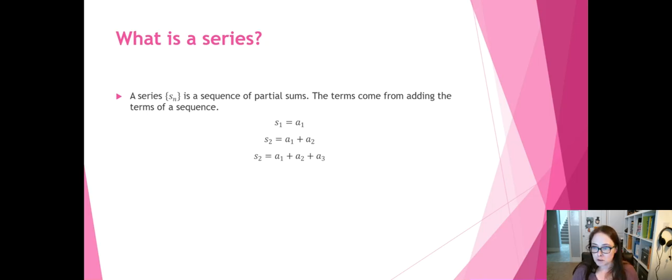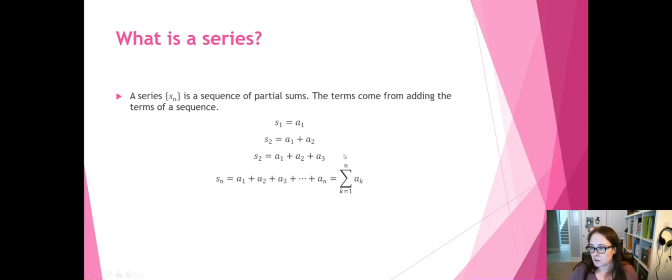For the third term of the series, which should be S3 right there, not S2, I add the first three terms of the sequence together to get that one. And I can keep going like this for as long as I want to get terms of my series. So the nth partial sum is what we would call Sn, and that would be the sum of the first n terms of the sequence.